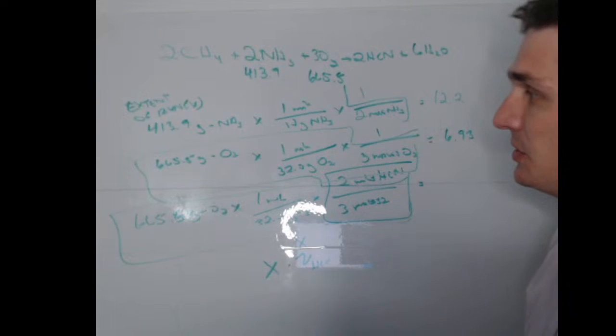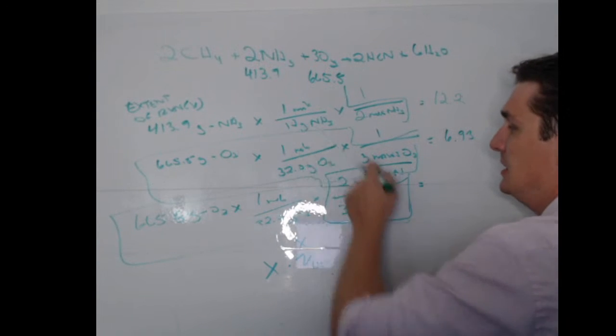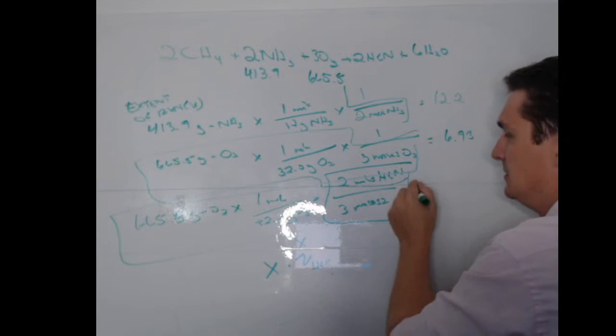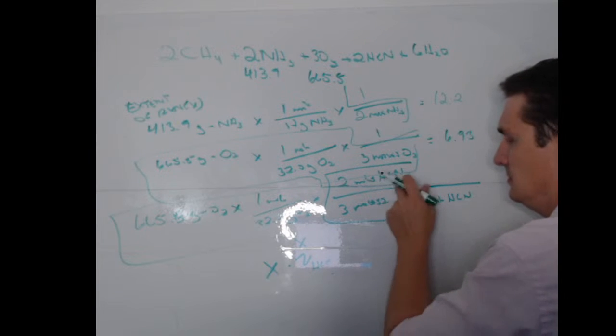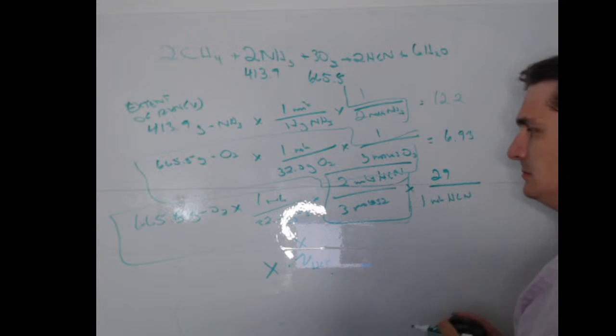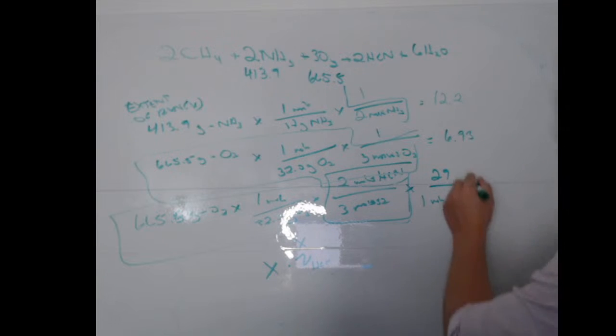But yes, if you were just starting out with oxygen, you take your 6.65, go to moles, use the mole ratio, that 2 to 3, and then multiply by the mass of HCN. So for every mole of HCN, 17 plus 12, 29. Yeah, 29 grams per mole.